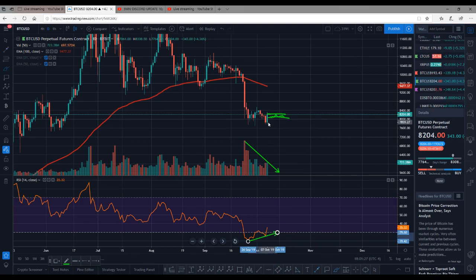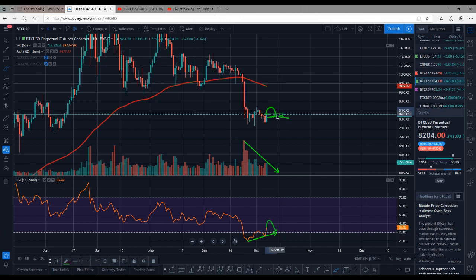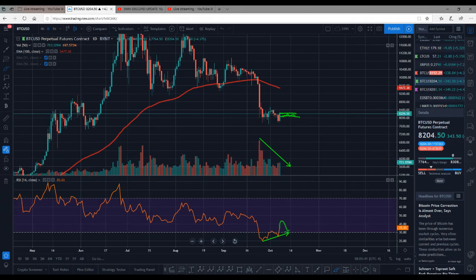So it is supporting the current push, but it doesn't mean much, because we can still push and then come back down. We can still get this rejection from 8400 and come back down. So even though we got a divergence, we just have to be very, very careful.